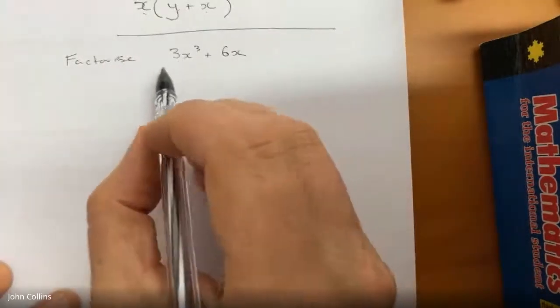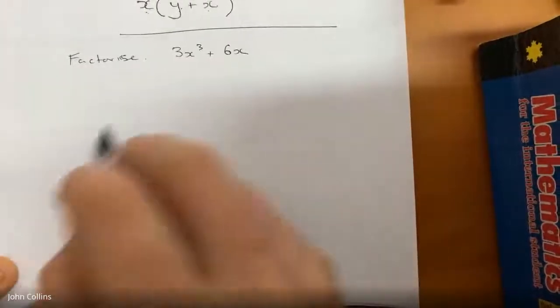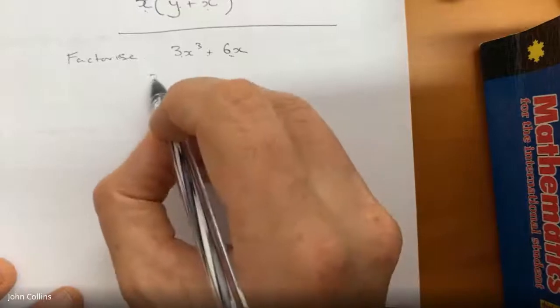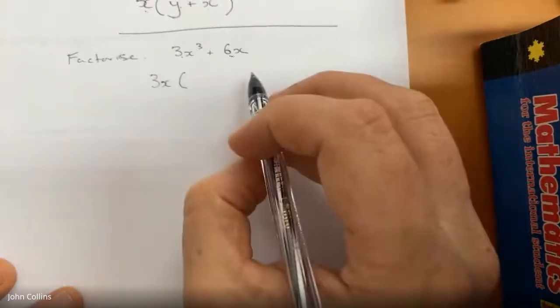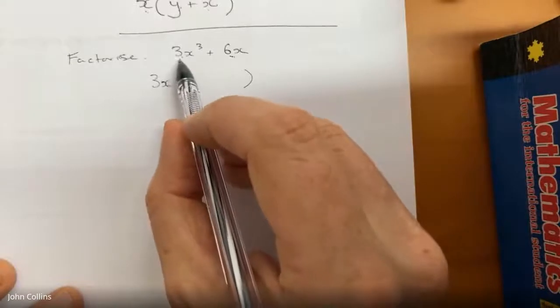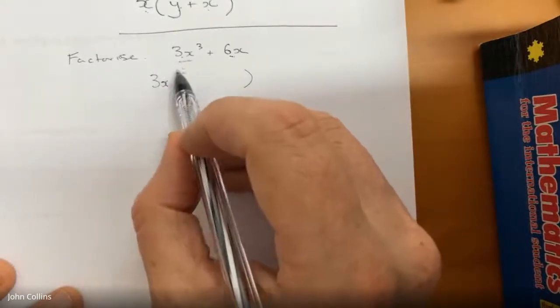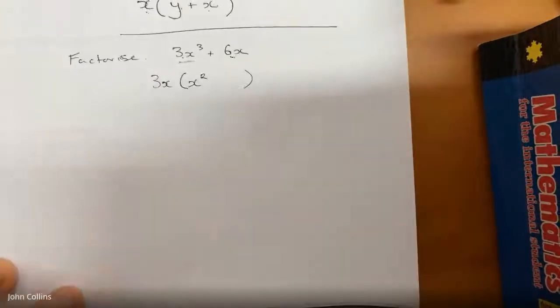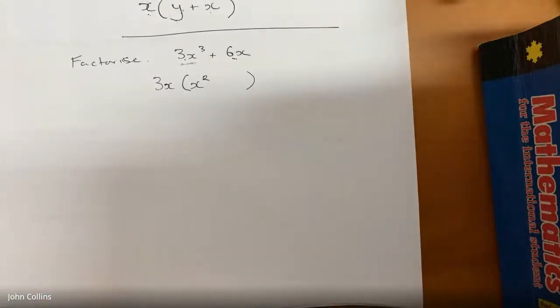What's common to both? So you can pick out a number and a letter this time. 3 is common to both. x is common to both. So I'll take out 3 and x. What's left behind? Well, this one has been divided by 3x. So 3 is gone, one of the x's is gone. There's 2 of the x's left behind, x times x, not x cubed, is going to be x squared plus 2.